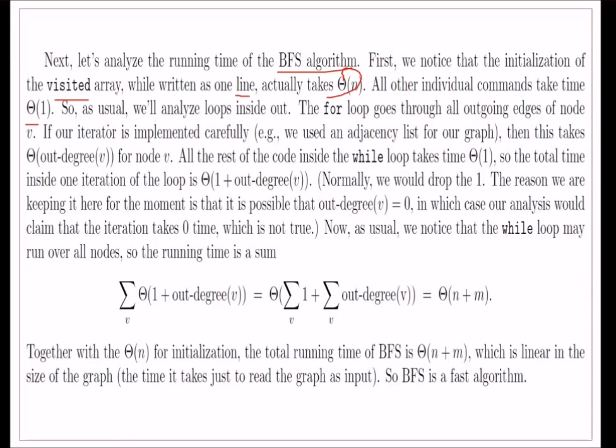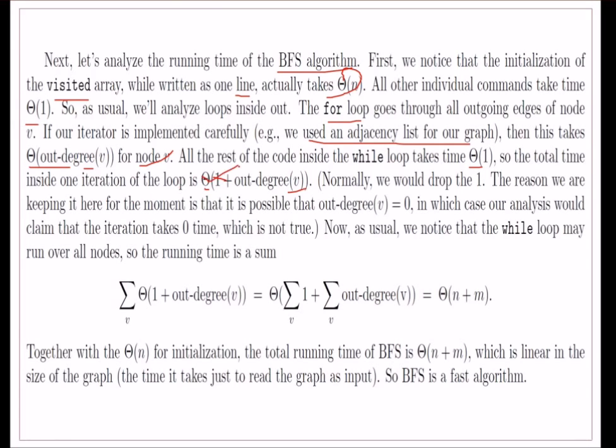We'll analyze loops from the inside out, because we have used a for loop also. This for loop goes through all outgoing edges of node v, and in our implementation we use an adjacency list for our graph. I hope you remember adjacency lists and adjacency matrices. This takes around theta of the out-degree of node v, and all the other code inside the while loop takes only theta 1 time. So the total time inside one iteration will be theta of 1 plus out-degree, and we'll drop the 1 and keep ourselves to theta of out-degree.